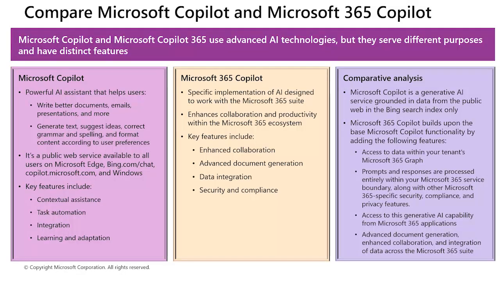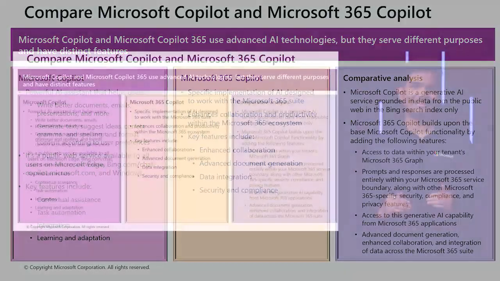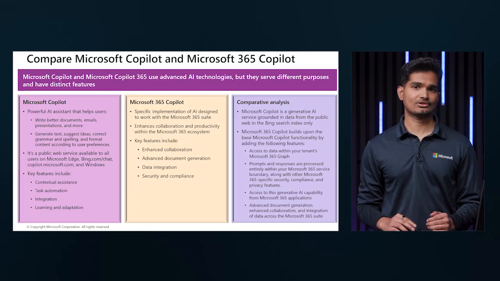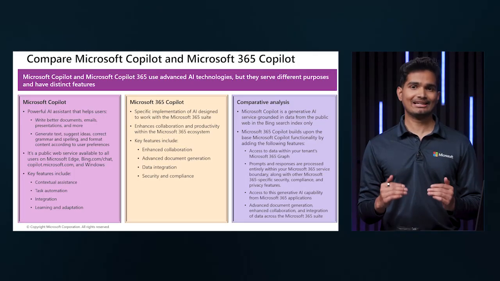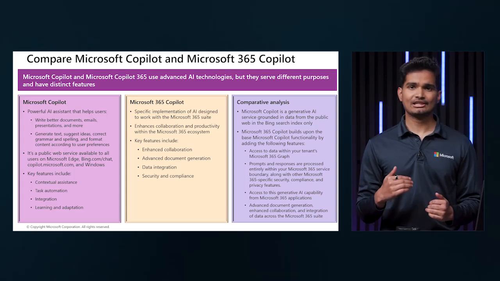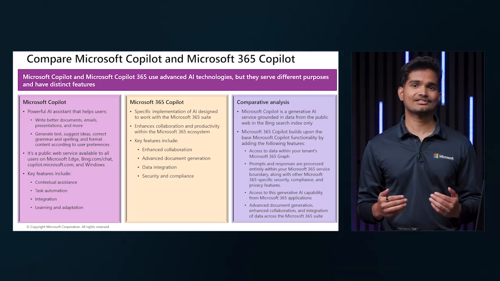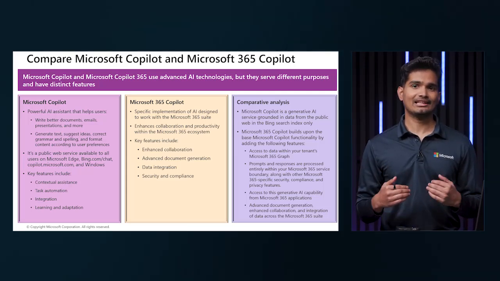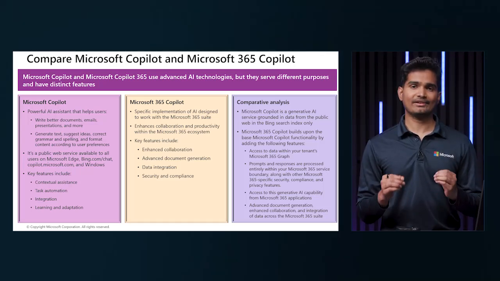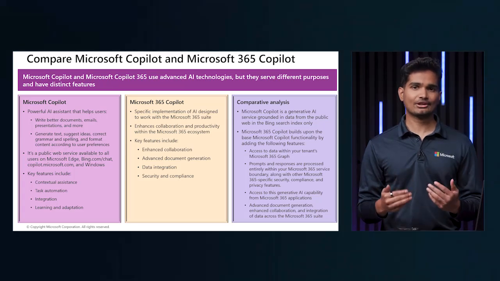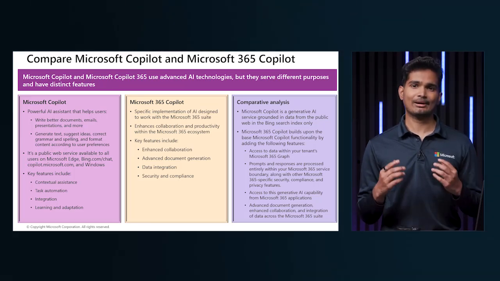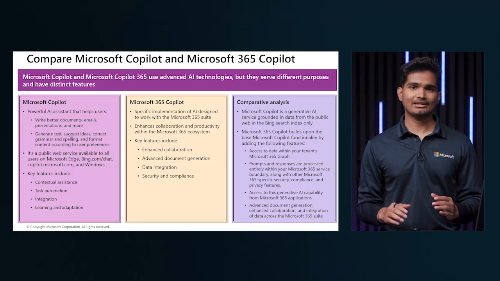As mentioned before, there's a difference between Microsoft Copilot and Microsoft 365 Copilot. MS Copilot is a public web service that can be reached by going to copilot.microsoft.com. It assists users in writing documents, emails, presentations, generating text, and formatting content. M365 Copilot, on the other hand, enhances collaboration and productivity in the Microsoft 365 ecosystem of apps. It is specifically used for advanced document generation and provides security and compliance by working with the Microsoft Graph, meaning that it is grounded in your tenant's data.